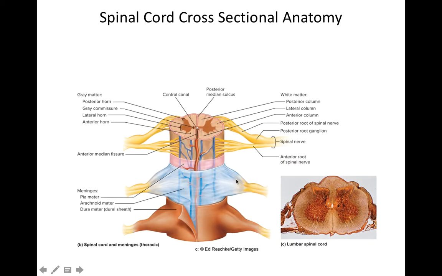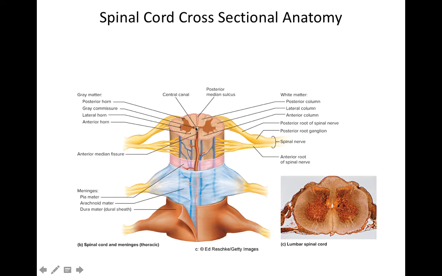All right, let's talk cross-sectional here. So again, let's take a second to look at our meninges. Here's our dura, here's our arachnoid, here's our pia. Between these two, we would have our subarachnoid space with our CSF. All right, so cross-sectional, we can see that it's sort of like a butterfly. There's a butterfly shape of gray matter that is deep, with white matter being superficial around it. You have a central canal.